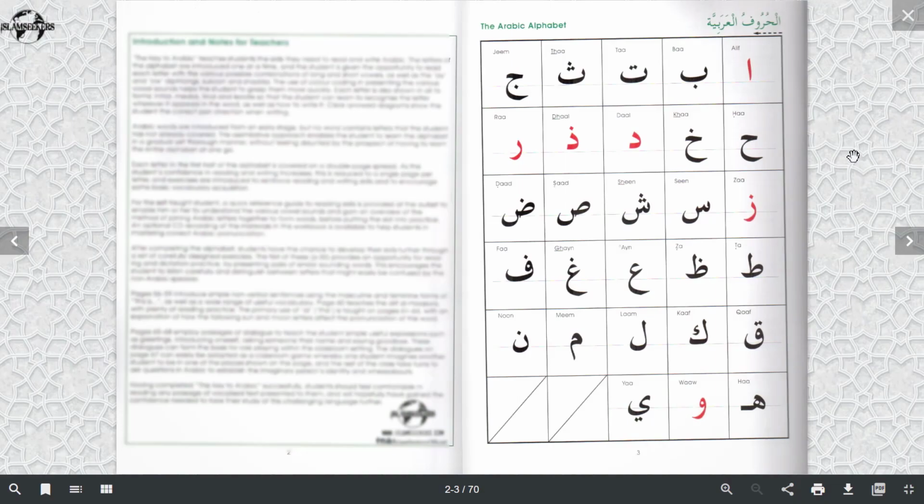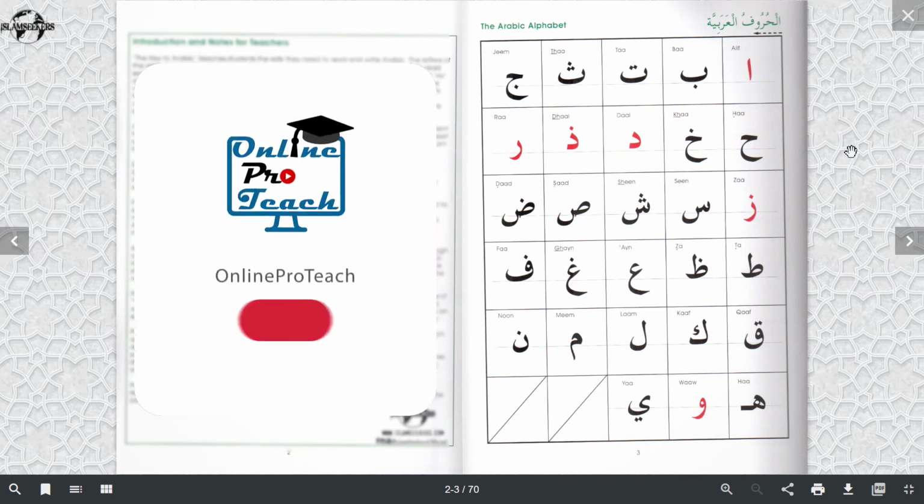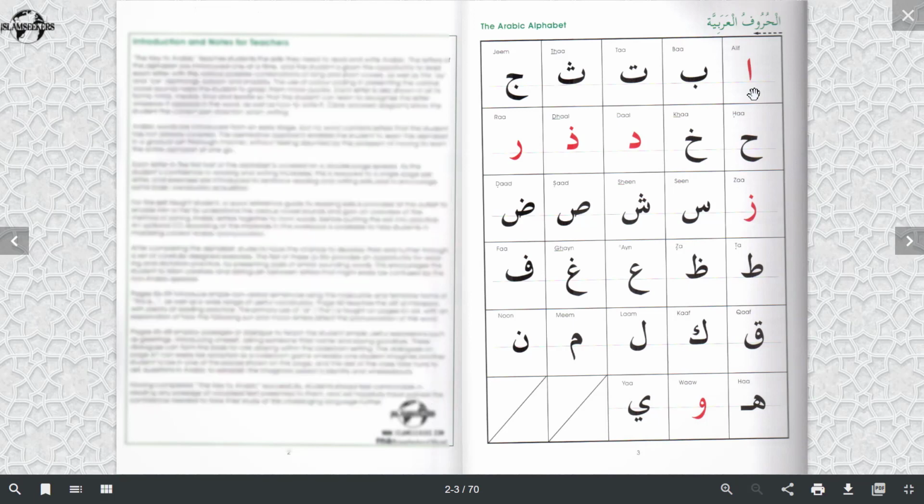Page 3. The Arabic alphabet. الحروف العربية. Listen to the Arabic alphabet as it is read from right to left across the page.